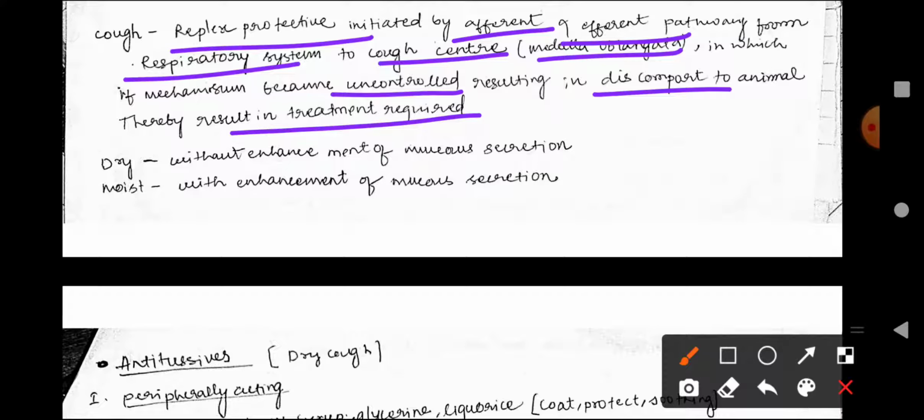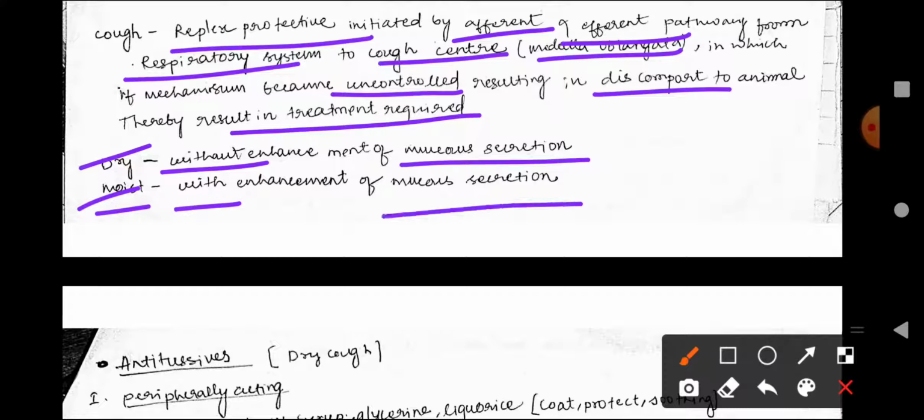And the cough is classified as dry cough and moist cough. Dry cough is cough without enhancement of mucous secretion, and in moist cough, there is cough with enhancement of mucous secretion. Now let us classify the drugs which are used to treat the cough.